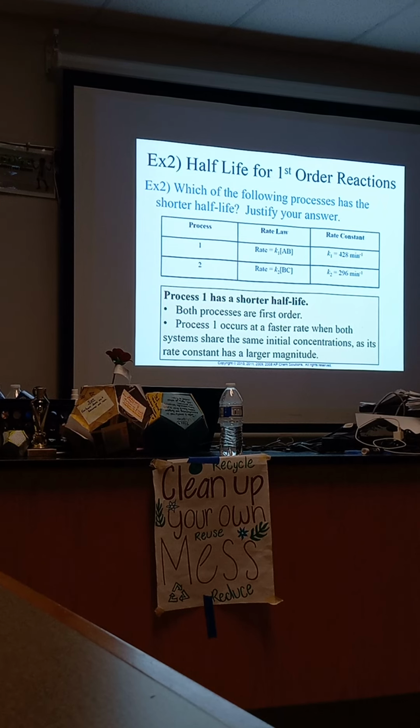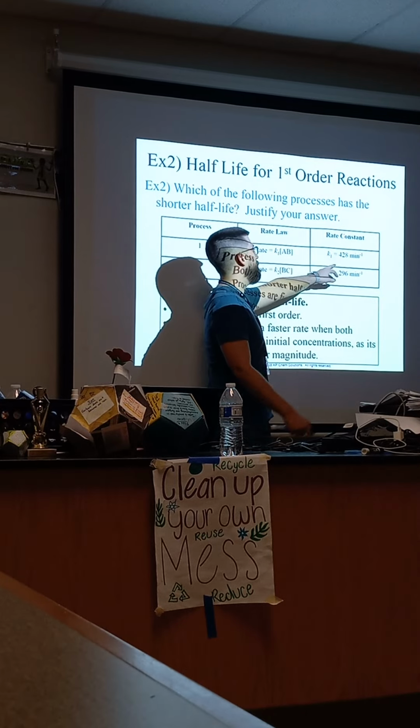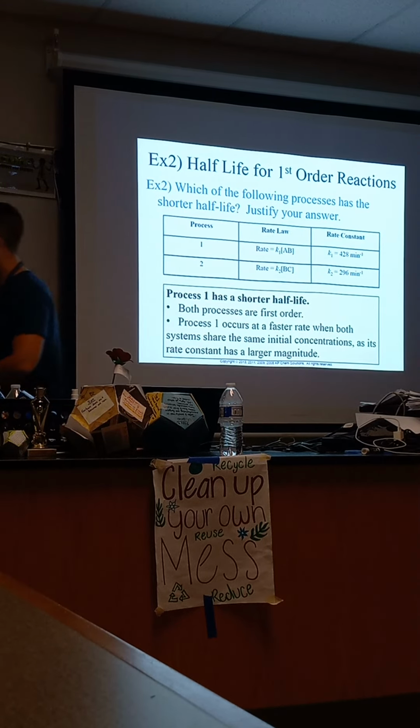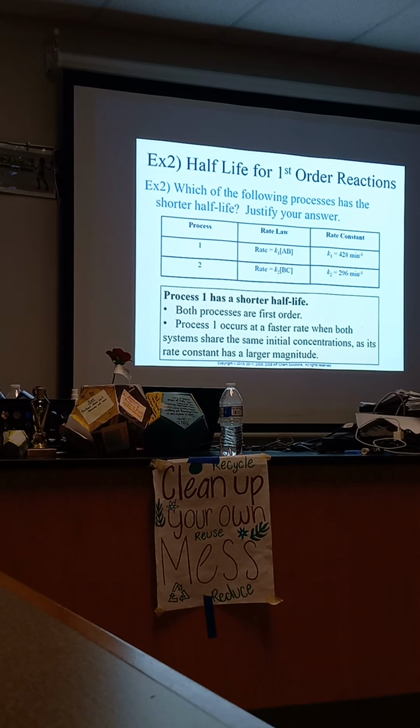So guys, to review, the shorter of these two choices is going to be number one, because where do we plug in the K to find half-life? Into this equation right here, 0.693 divided by K. When you have denominators, the smaller answer will always be the one that has the bigger denominator, in which case we pick number one. And so both processes are going to be first order, and process one occurs at a faster rate when both systems share the same initial concentrations as its rate constant has a larger magnitude.